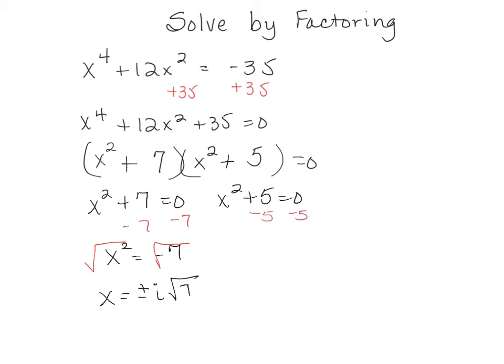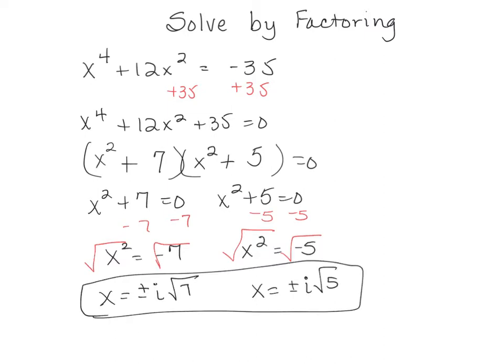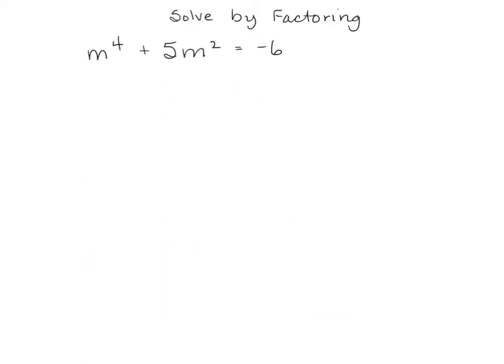We're going to do the same thing to the positive 5. We're going to subtract 5 off of both sides. That's going to give me x squared equals negative 5. Take the square root of both sides, and again, because it's negative, x is going to equal plus or minus i square root of 5. And those are my 2 answers. So again, we're just factoring the way we normally would. We just have one more step when we get to the bottom by taking the square root.